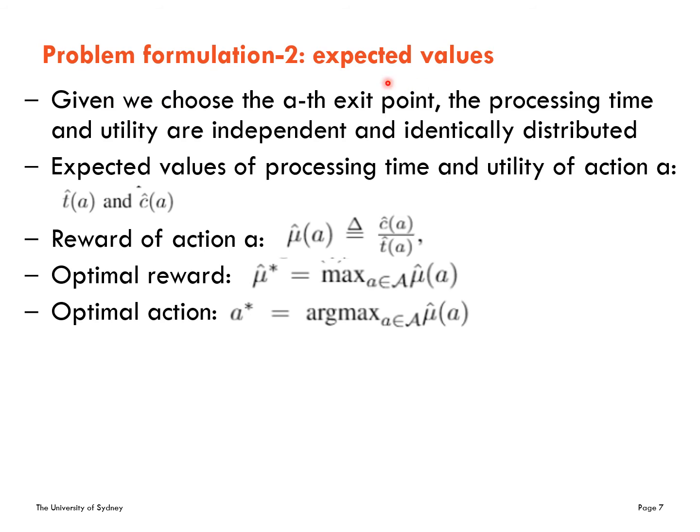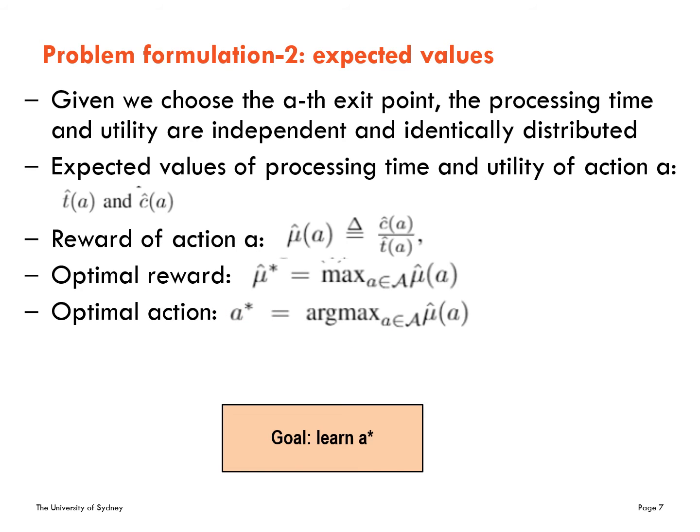Then we define the expected values. Given we choose the a-th exit point, the processing time and utility are IID. Utility here is a user-defined function of the confidence value. Now we define the reward of action a as the expected value of the utility divided by the expected value of the processing time, so that we can balance out the trade-off between the confidence and the latency. We define the optimal reward as the maximum reward among all of the exit points, and the optimal action is the action that can produce the optimal reward.